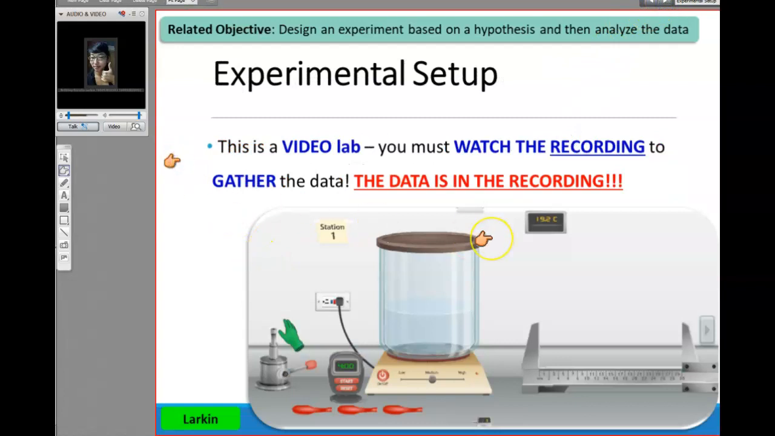Perfect. All right, so here we go. This will be a video lab just because of the issue with Adobe Flash. So you do need to watch the recording to get the data. It's only a 10-minute video, so it's really fast, and all the data is in the recording. All right, so one more time.